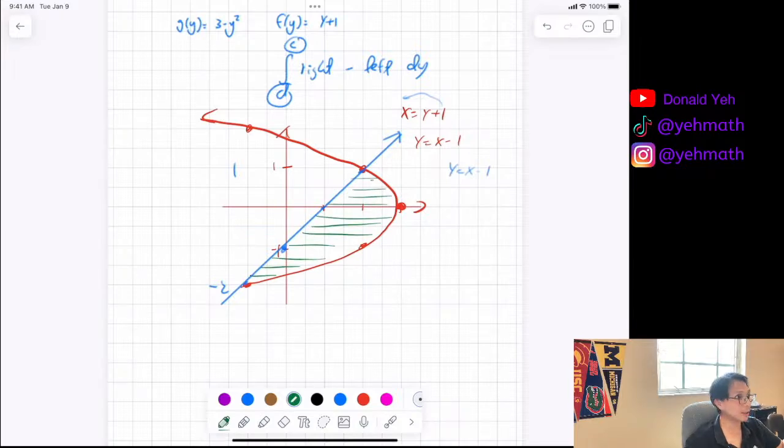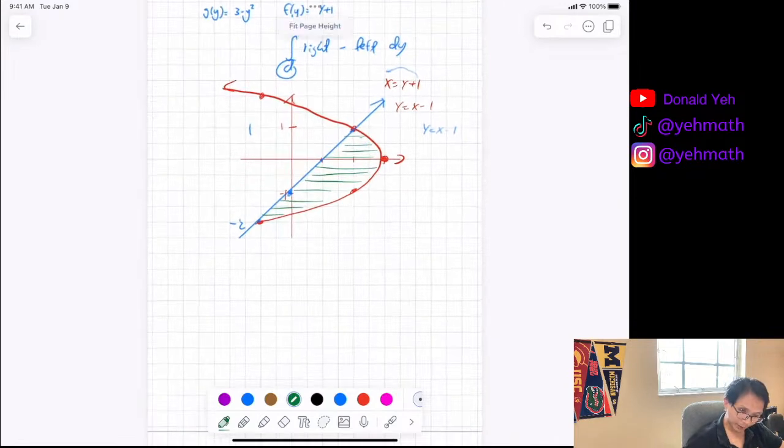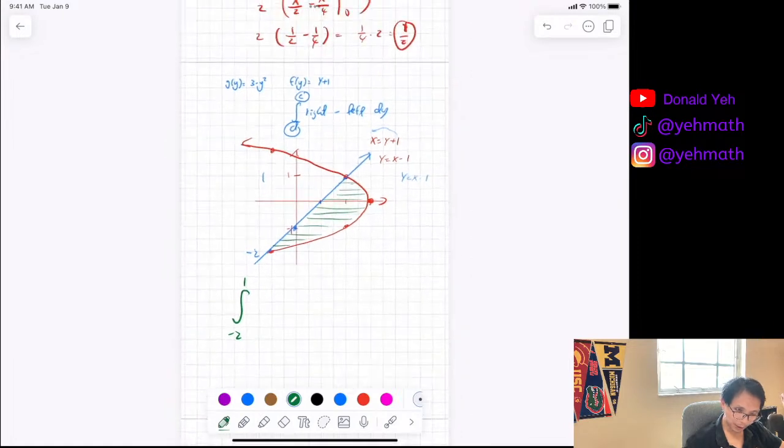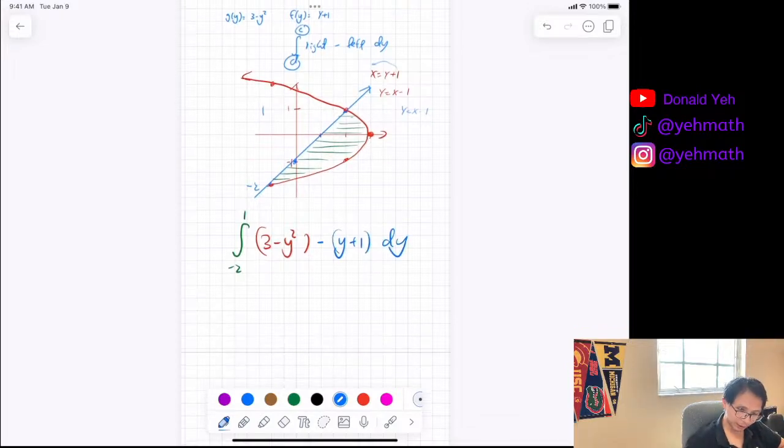So I calculate the accumulated area from -2 all the way to 1, but do it in terms of right minus left. So it's going to be -2 to 1. Why? Because these are the y boundaries. And the top part is going to be 3 minus y squared, minus y plus 1, dy. I'm not going to go through the calculation, but you should get the answer of 9/2 again. I'm assuming you know how to take an integral.